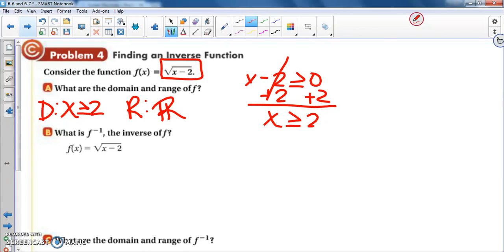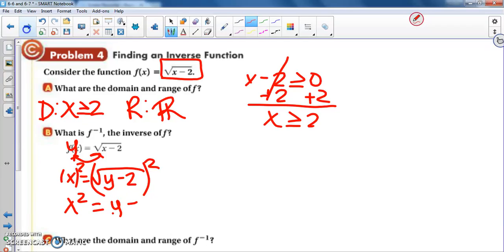What is the inverse of f? How do we find the inverse of f? We take our function, f of x is equal to the square root of x minus 2. Switch x and y, so f of x is the same thing as y, so we're going to switch them. x is equal to the square root of y minus 2. Square both sides, get rid of the square root. x squared is equal to y minus 2. Add 2. y is equal to x squared plus 2.